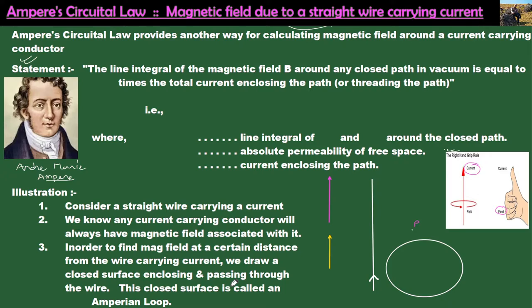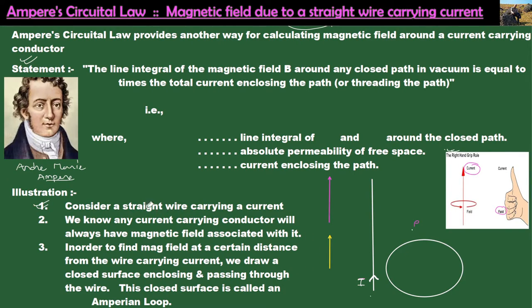Now, in order to find out the magnetic field at this point due to the wire carrying a certain current I, according to Ampere's Circuital Law, we have to construct a closed surface. So what is that closed surface? From here, for illustration, we will consider this straight wire carrying a current I.